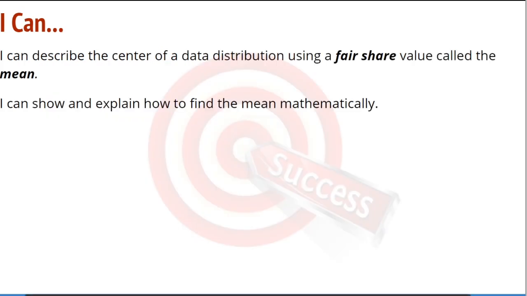So taking a look at the I can statements, I can describe the center of a data distribution using a fair share value. Remember, fair share means equal. If everyone had an equal amount, what would they have? And we call that the mean. The amount that everyone would have if it was equally shared is the mean. And hopefully you can show and explain how to find the mean mathematically. You could move some paper clips around or some other objects. You could show adding everything together and then dividing it up.